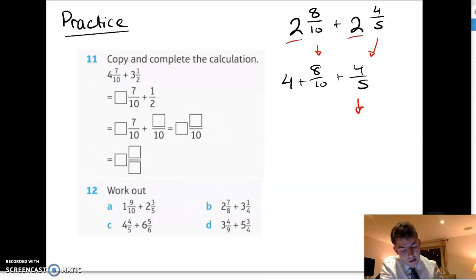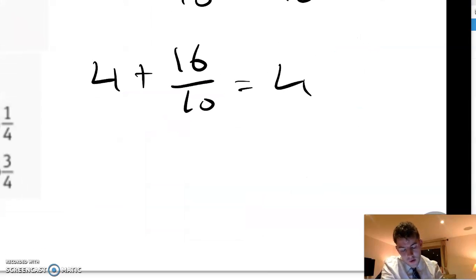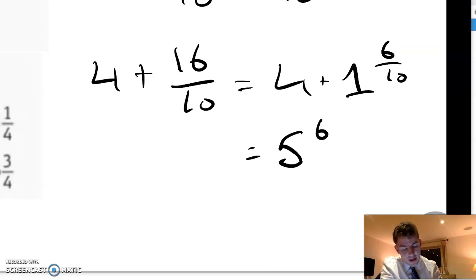Okay, I'm going to convert this. I'm going to double it, so times it by 2, both top and bottom. 8 over 10 plus 8 over 10, plus 4. 4 plus 16 over 10, and then we're going to convert this to a mixed number, 1 and 6/10, and we get a final answer of 5 and 6/10, and that can be simplified down to 5 and 3/5.